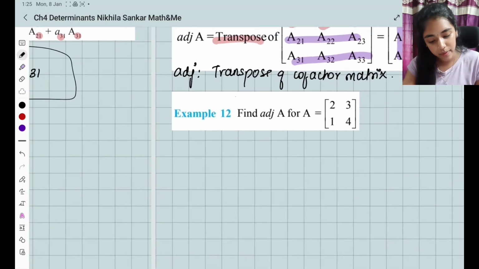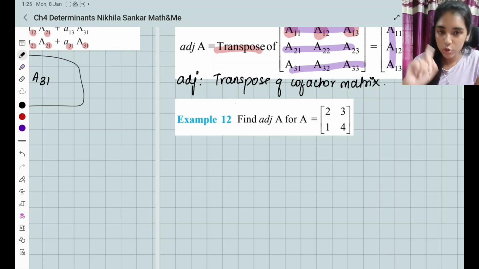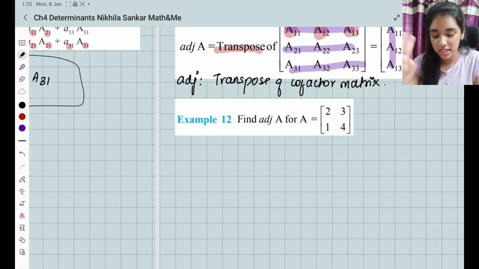Let's solve an example. இப்போ find the adjoint for A. So first of all, I need to find the cofactor matrix. Cofactor கண்டுபிடிக்கிறதுக்கு என்ன வேணும்? Minor வேணும். Minor கண்டுபிடிச்சாதான் cofactor கண்டுபிடிக்க முடியும். So இது வரைக்கும் நம்ம படிச்சது எல்லாத்தையும் அப்ளை பண்ண போறோம்.